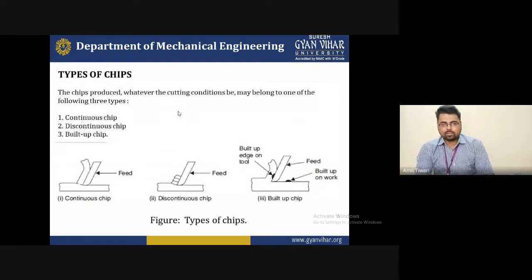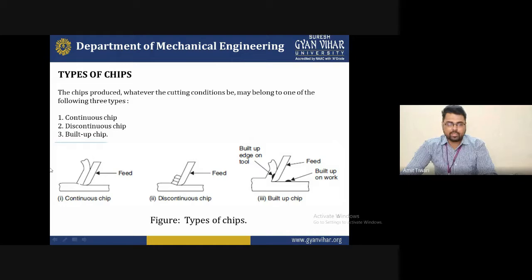Now there are different types of chips. The first is the continuous chip, the second is the discontinuous chip, and the third is the built-up chip. The continuous chip you can see in this diagram. Continuous chip formation is the formation of a chip in a single layer. You can see here that a single layer of chip is generated during metal cutting with the help of a cutting tool on the workpiece material.